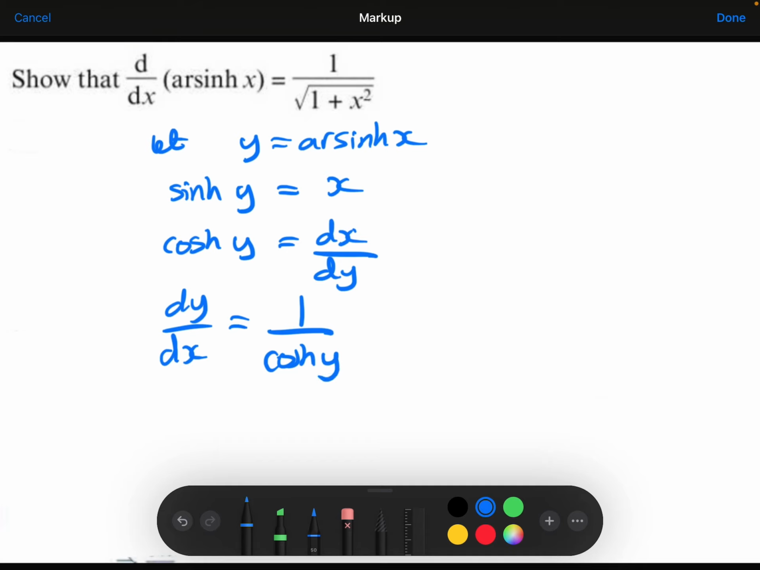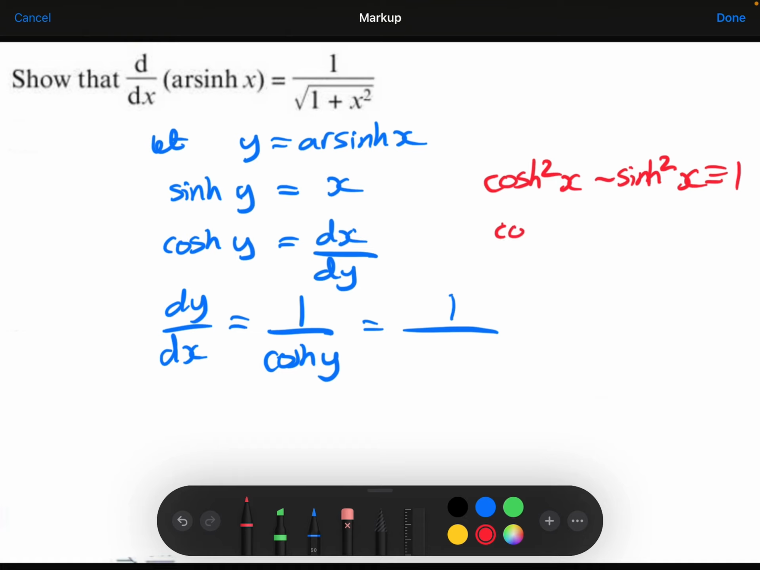And obviously I want to have this in terms of x, not in terms of y. So I need to replace that cosh y with a function of x. Now, remember that cosh squared x minus sinh squared x is 1. So I can use that identity to help me.